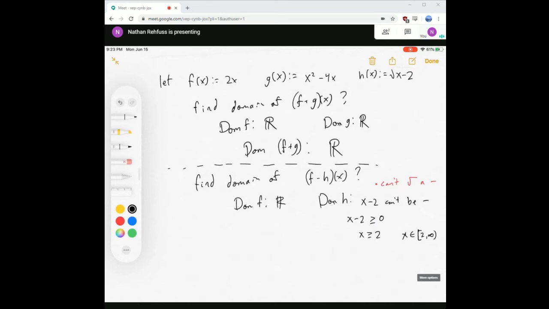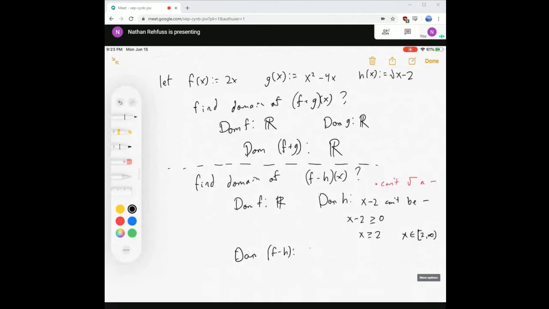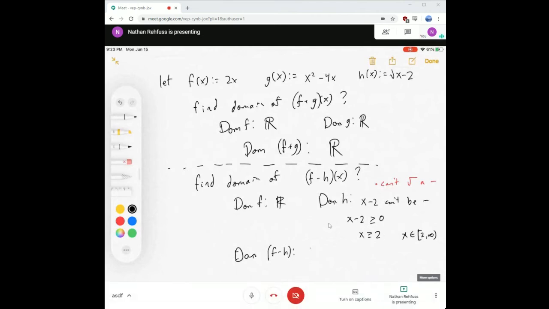So then the domain of f minus h, well, how that works is whatever point I plug in, I have to be able to plug it into f. Well, no restrictions there. And I have to be able to plug it into h. So it has to be at least as big as 2. So the domain of f minus h is from 2 to infinity. Because those are the points I can plug into h, and I can also plug them into f. So any of these points will go into both functions. And then I can subtract the answers and get the answer for my output.